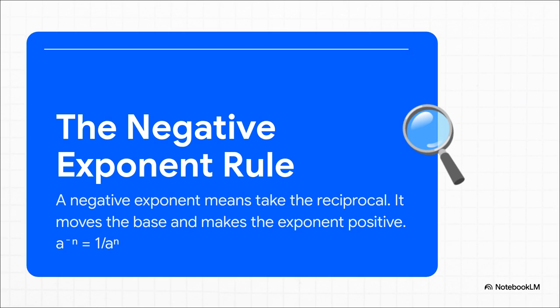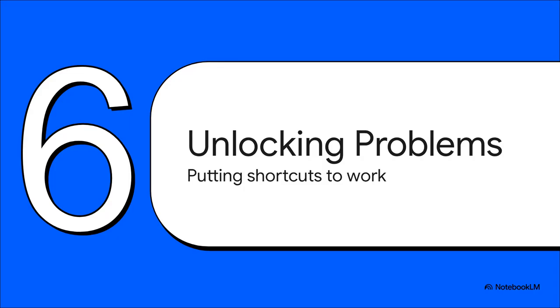Honestly, this one sounds way scarier than it is. A negative exponent is not about making a number negative. It's just an instruction. It's telling you to flip it. Or, the fancy term is take the reciprocal. All you do is move the power to the other side of the fraction line, and poof, the exponent turns positive.